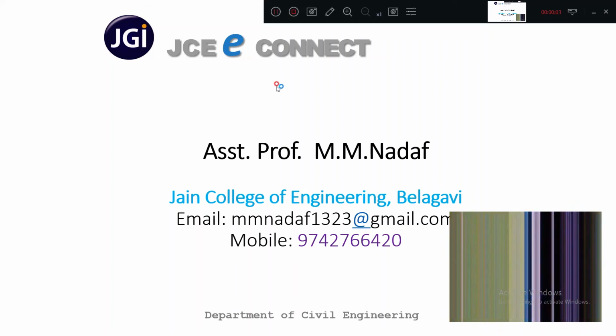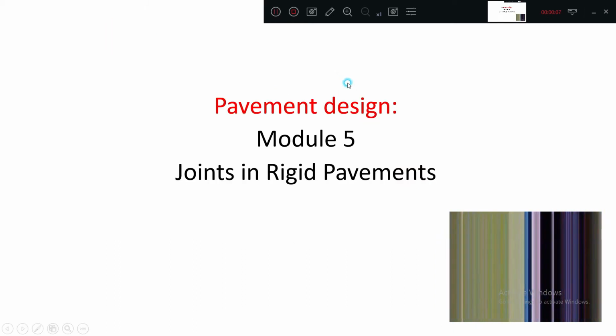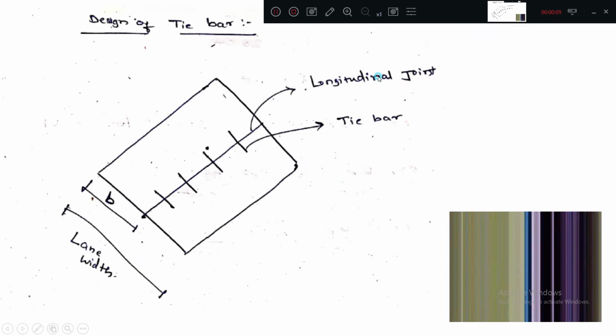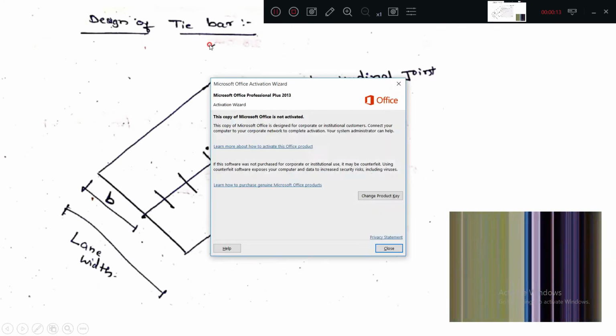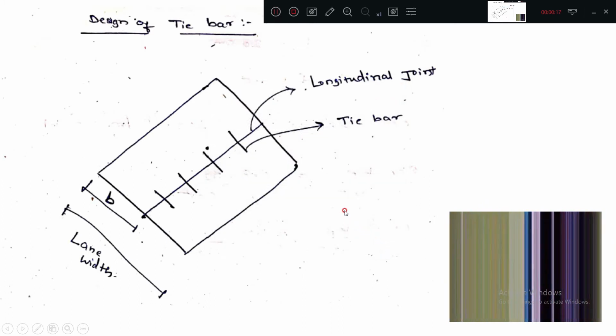Okay, good afternoon, everyone. We will move into the next concept, that is design of tie bar. We have seen the design of dowel bar system, design of expansion joint, that is nothing but spacing of expansion joint, and contraction joint.